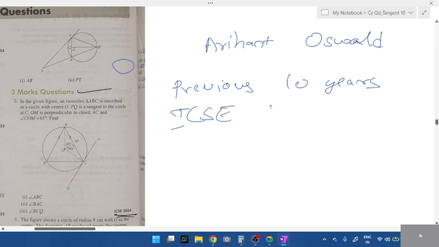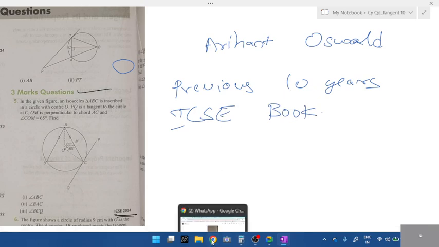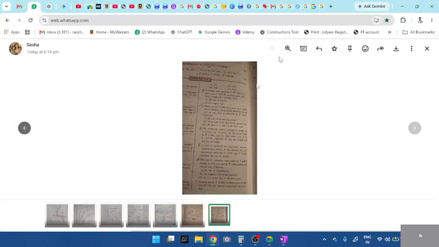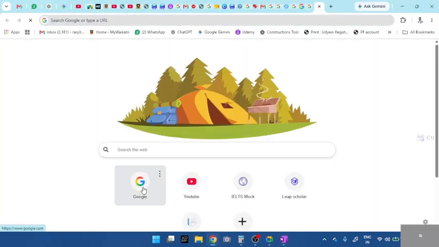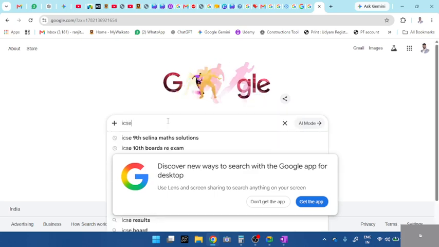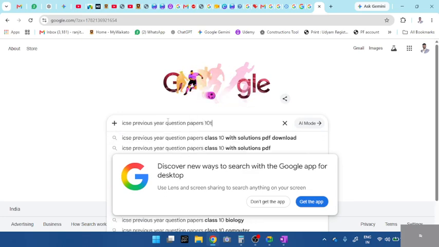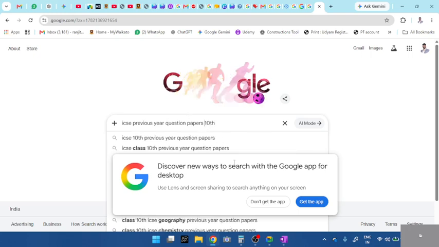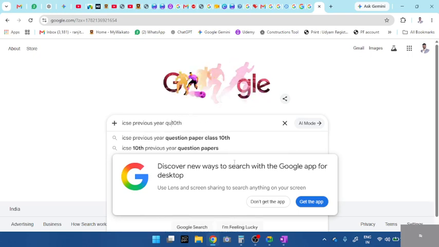ICSE book. So you get the previous 10 years' questions. Not only for math students, you buy one entire book. Look here, ICSE. You get it even online, but instead of that, I think it's 700 or 800. Online, you can't keep scrolling and checking each and everything.